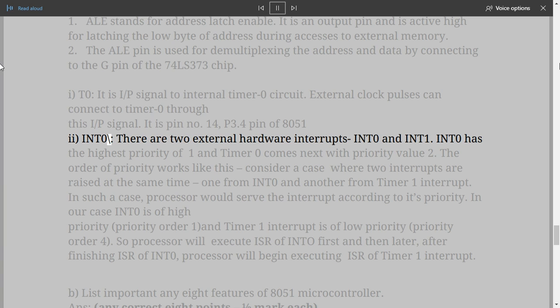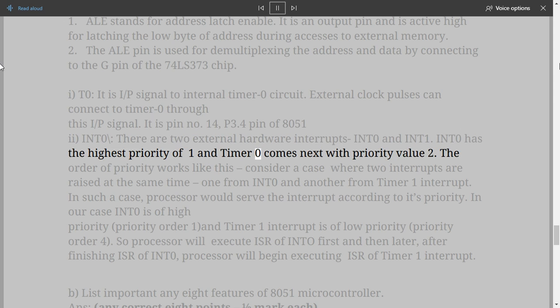There are two external hardware interrupts, INT0 and INT1. INT0 has the highest priority of 1 and timer 0 comes next with priority value 2. The order of priority works like this.